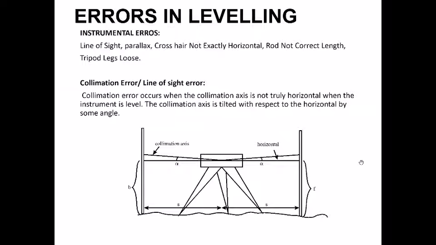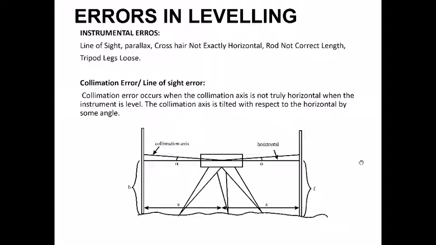So talking again about some errors in leveling. First we have the very basic one, instrumental errors. So that is when you have a parallax or the crosshairs are not exactly horizontal because you read the staff reading using the help of crosshairs. So those are two perpendicular lines in your telescope in your view that mark the center point of your vision. So rod not correct length, tripod legs loose. So all of these are instrumental errors.